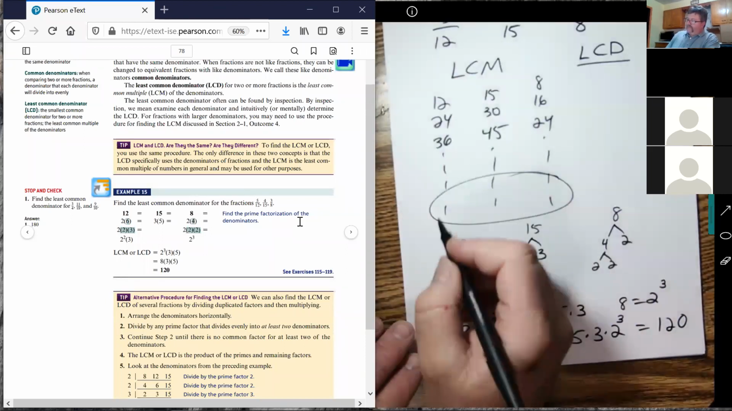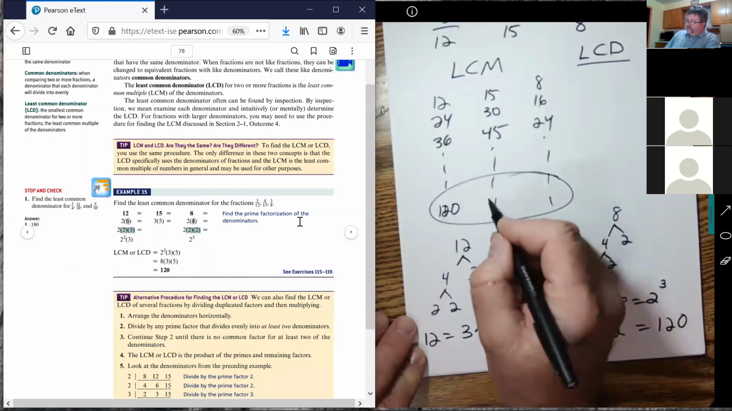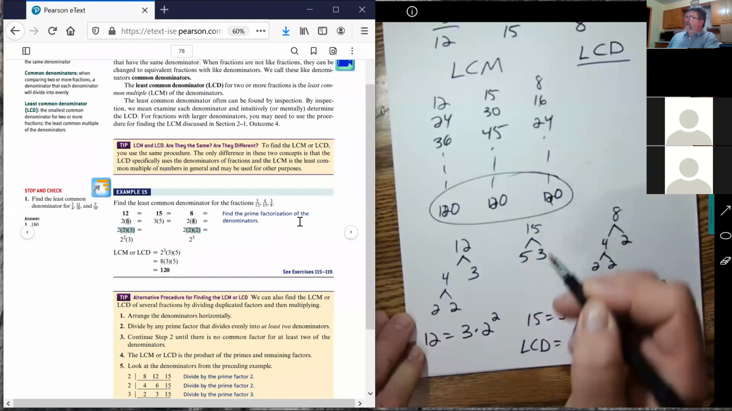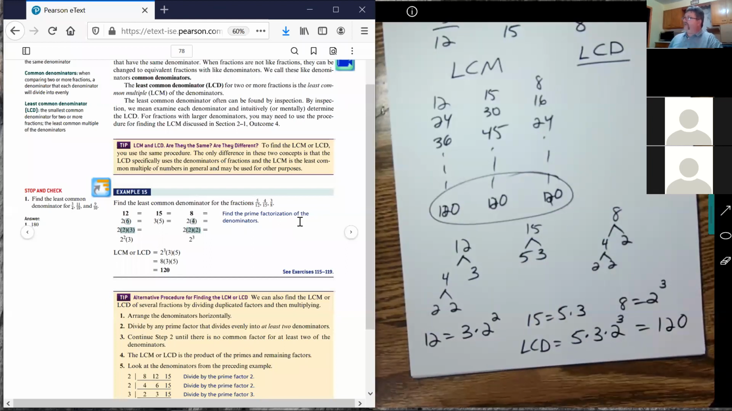Okay, so if I kept counting by 12s, eventually I would hit 120 here. If I kept counting by 15s, I'd hit 120. If I kept counting by 8s, I'd hit 120 eventually. That's my lowest match. There's other matches, but that's the lowest. And we always want to find the lowest when we're messing around with these fractions. Okay, so that's how we would do that.